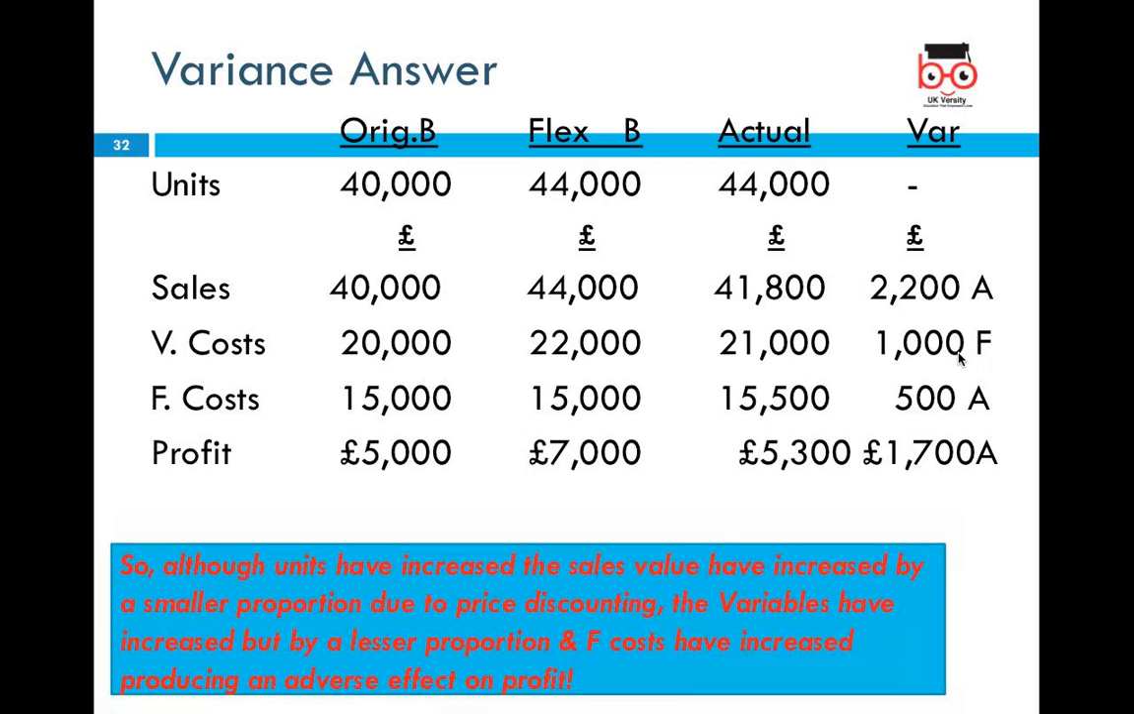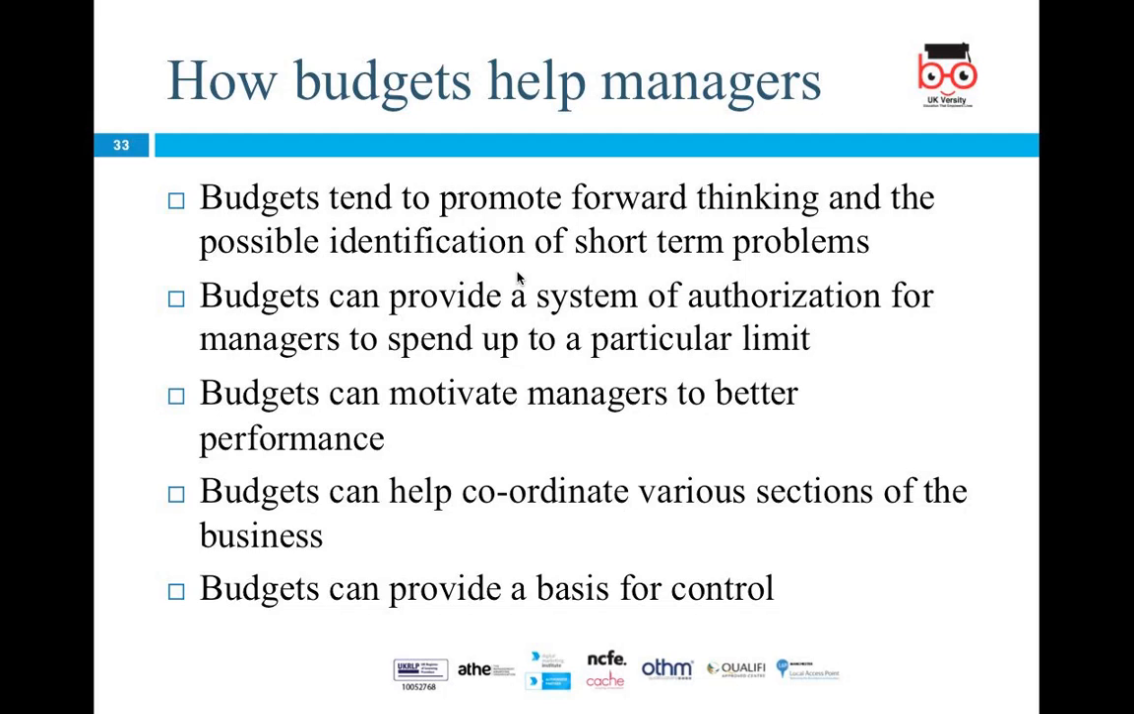So units have increased, but the sales value has increased by a smaller proportion because of the price discounting. Because we discount the price by 5 pence per unit, the variable costs have increased, but by a lesser proportion than fixed costs, producing an adverse effect on profit. So it depends, if you flex the budget from the original budget, how your profit will be affected and how your cost will be affected. That's one important aspect of decision making. You need to make adjustments with your cash flow to set the target or objective of the sales and the other profits.